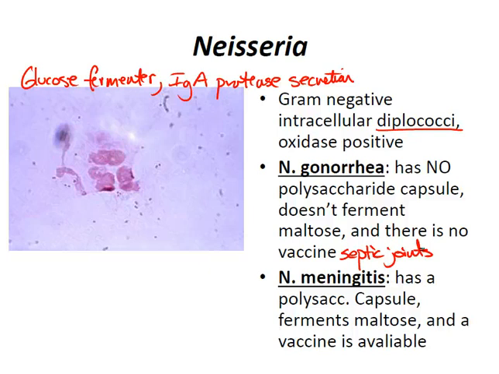Now, what about Neisseria meningitidis? Neisseria meningitidis has a polysaccharide capsule. It does ferment maltose, and there is a vaccine available. Humans are the sole reservoir. Transmission is through nasopharyngeal aerosol secretions. The capsule is what inhibits phagocytosis. The bacterium releases outer membrane fragments called blebs during growth, which contain lipo-oligosaccharide, or LOS, that have a role in the pathogenesis of shock if they are disseminated.